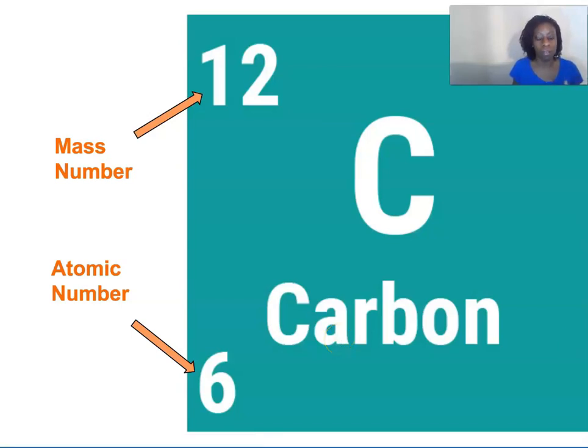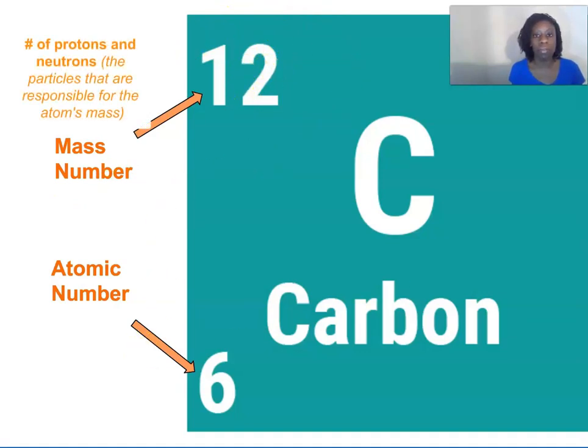So now we know how to find the number of protons, which is the atomic number, and we know how to figure out the number of electrons in an atom. But what about the neutrons? Well, we can figure out the number of neutrons by looking at the mass number. All right, in this case, it's here in the top left, and the mass number is the number of protons and neutrons in the atom, okay?